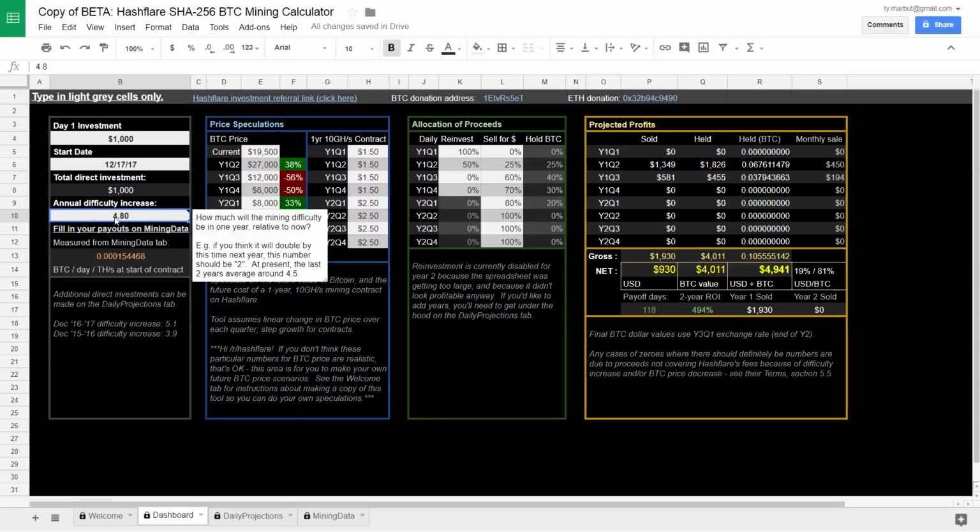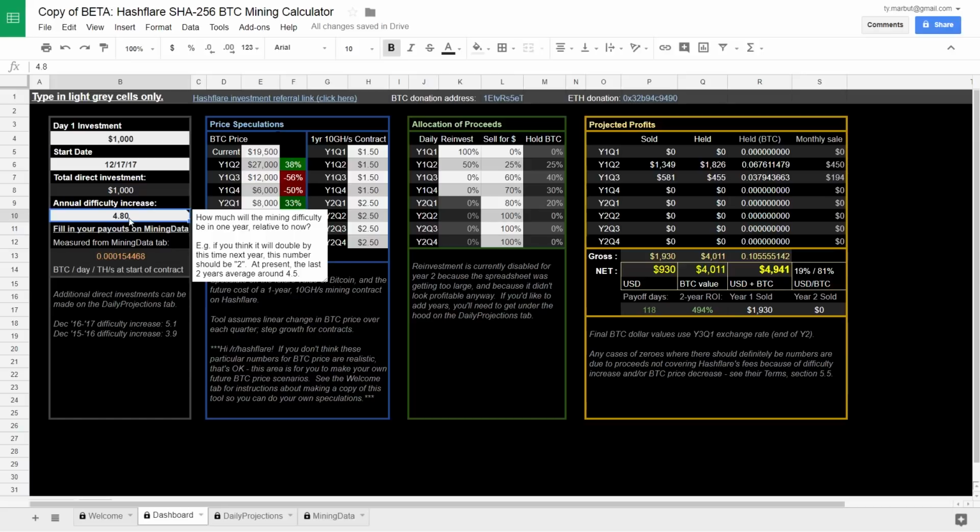So that means that 1 year from today, and this is an important thing for people to understand about Hashflare in general, if Bitcoin's price doesn't change and it's all the same, but if difficulty goes up about like what it has, I put in the average is 4.5, 4.8 is a little bit pessimistic, whatever. If it goes up by 4.8, on the last day of your mining contract, if you don't do any reinvestment and you don't add any more money, you will get 1 over 4.8 times what it says you're going to get today.